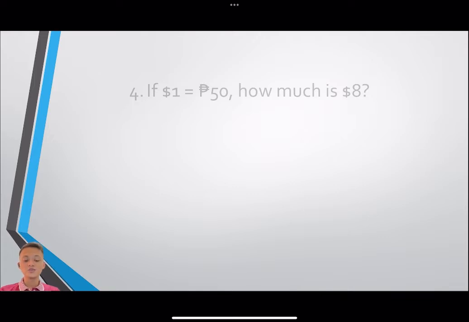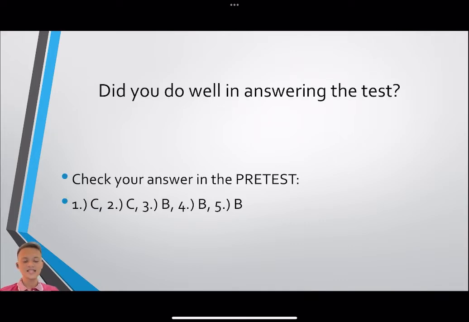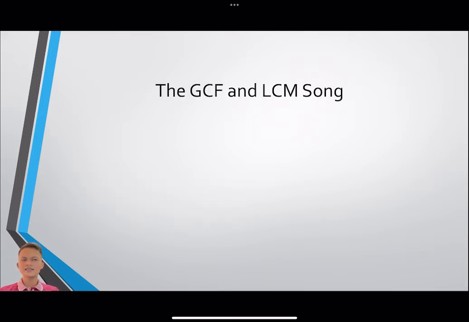Great! Did you do well in answering the test? Now check your answer in the pretest. The answer for number 1 and number 2 is letter C. And the answer for number 3, 4, and 5 is letter B. Now let us listen and watch the GCF and LCM song.